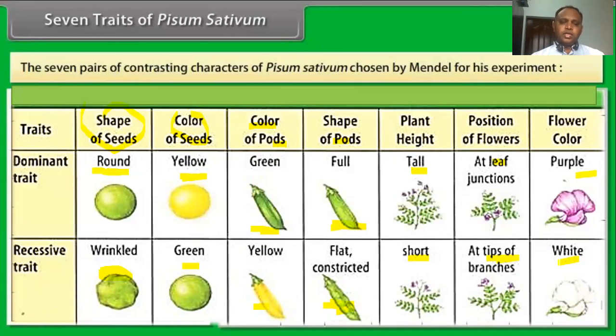By using any one of these contrasting pairs or a combination of 2 or more contrasting pairs, he conducted several hybridization experiments, and based on those experiments only, he proposed some important genetic laws. These laws nowadays we call the laws of inheritance, or Mendel's laws, or Mendel's principles of inheritance, right? We will see.